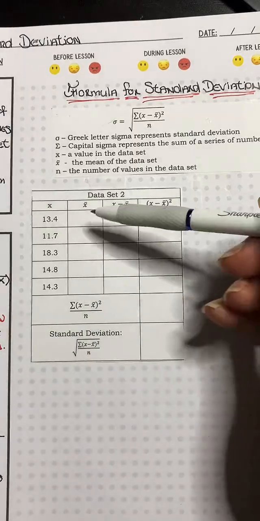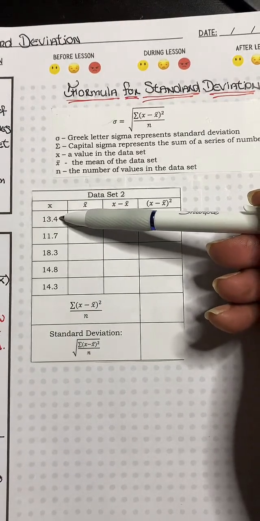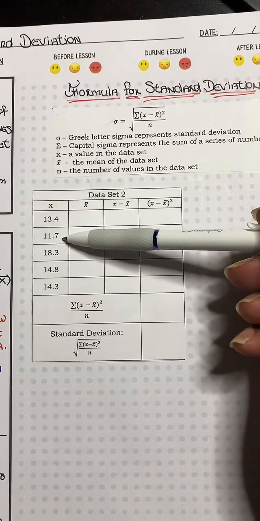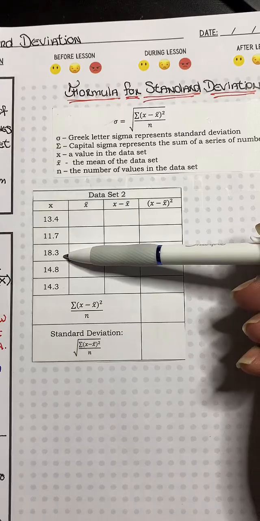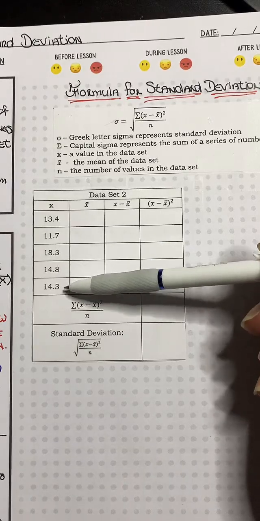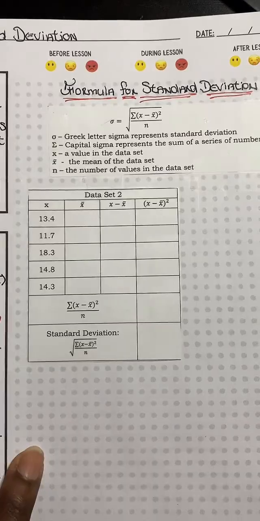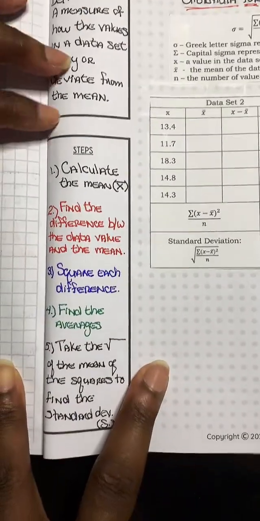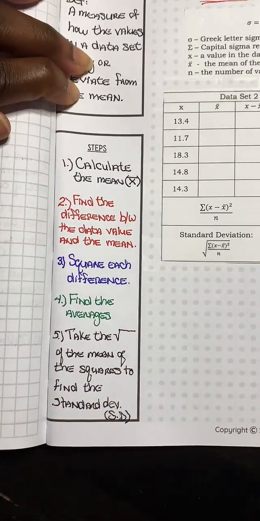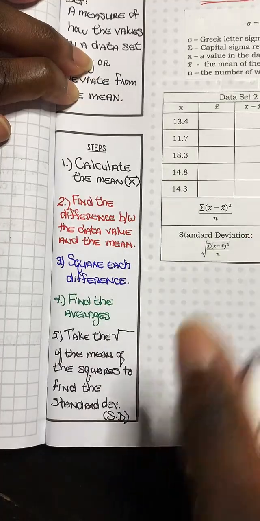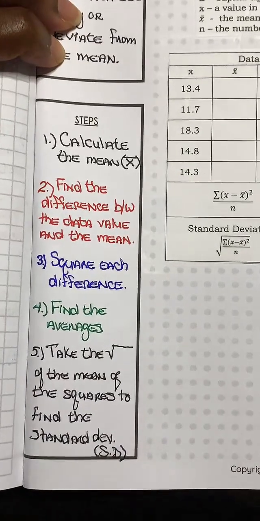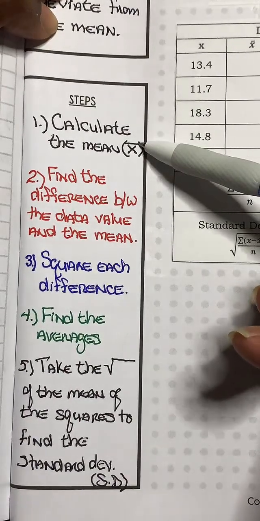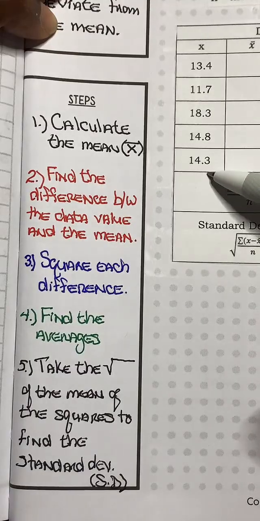All right. So right here, we have our data. Our data is 13.4, 11.7, 18.3, 14.8, and 14.3. I've got a couple of steps here to help you along. Let me see if I can zoom in just a little bit. First, you're going to calculate the mean of the whole data set.